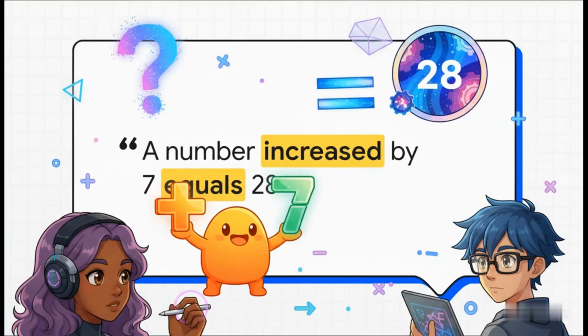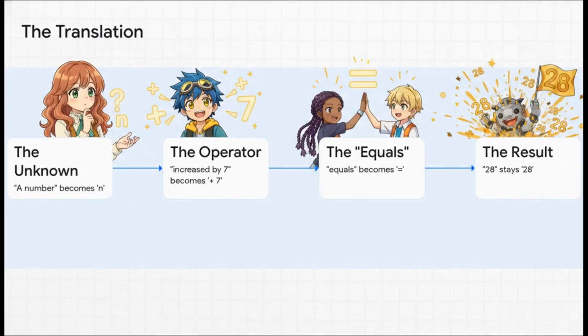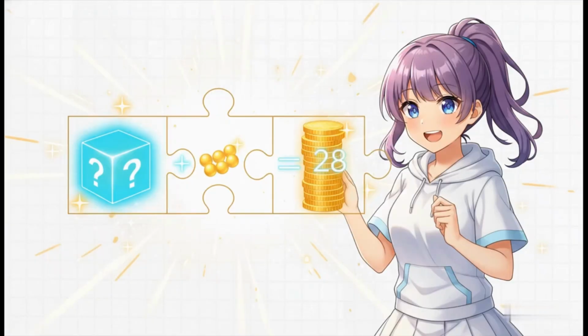Let's start with an absolute classic. A number increased by 7 equals 28. Now remember, don't even think about solving it. Our only job right now is to translate. We just go piece by piece. First up, a number. That's our unknown, so let's call it n. Next, increased by 7. Our dictionary tells us that's plus 7. The main verb of our sentence, equals, well, that just becomes our equal sign. And the result, 28, is just 28. Easy enough. And when we put all those little translated pieces back together, we get a perfect, clean equation. N plus 7 equals 28. See? No hard math involved, just simple one-to-one translation.